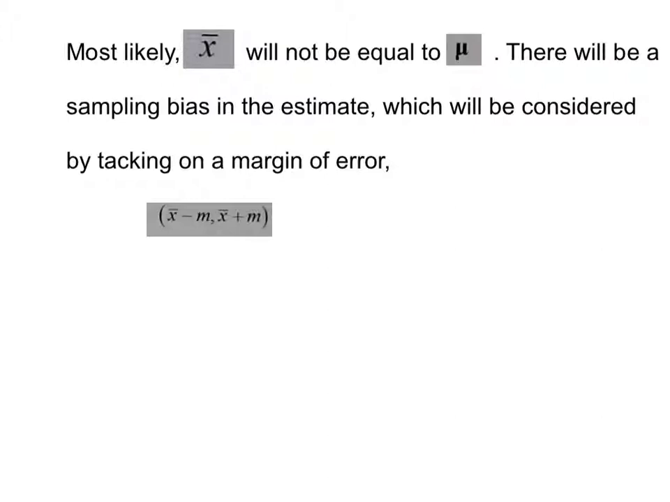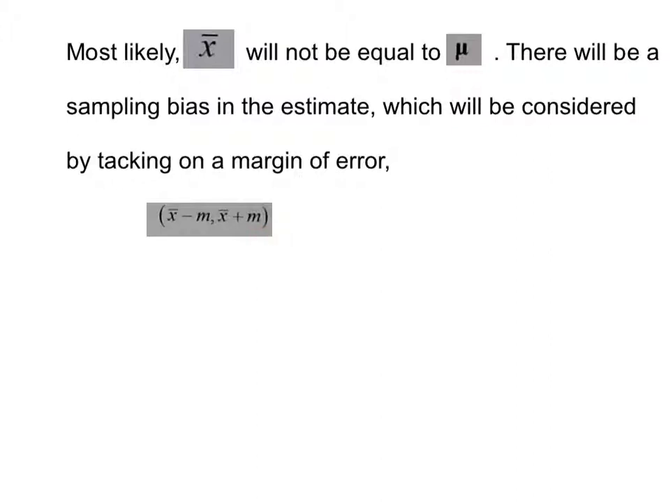So most likely our X bar will not be equal to the true population mean. There will be a sampling bias in the estimate, which we'll consider by tacking on a margin of error. So our confidence interval is going to look like this: X bar plus or minus some error.